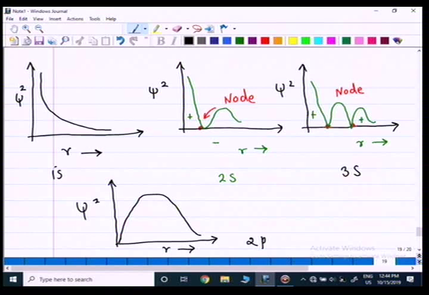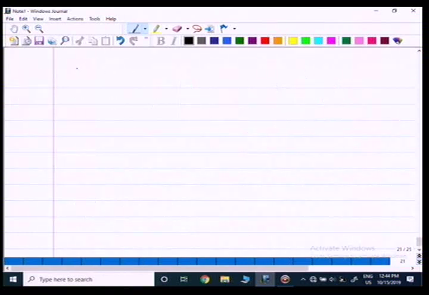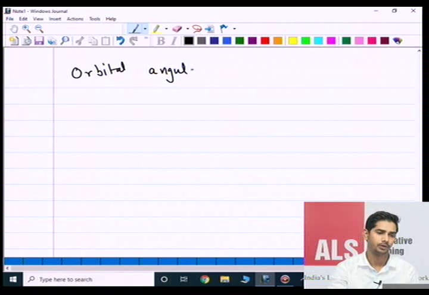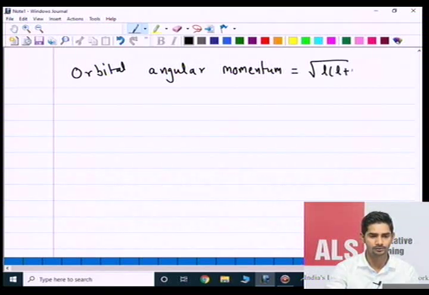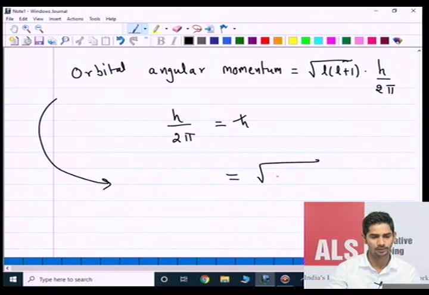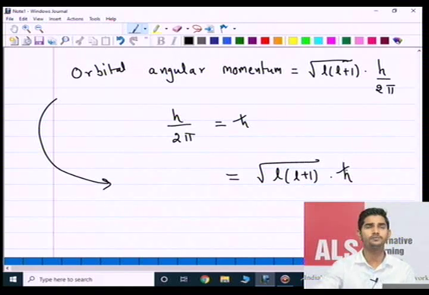Guys, have we discussed this one? Orbital angular momentum is equal to under the root L into L plus 1, h upon 2 pi. H upon 2 pi can also be written like this. So this formula will become root L into L plus 1 h. Have we discussed this formula?